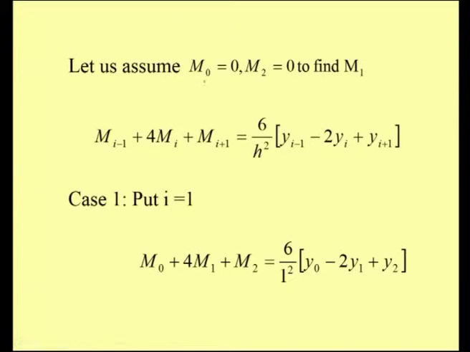Let us assume m0 is equal to 0 and m2 is equal to 0, to find m1. We have already discussed this condition, that is, m(i-1) plus 4 m(i) plus m(i+1) is equal to 6 by h square into y(i-1) minus 2 y(i) plus y(i+1). Put i is equal to 1, we get m0 plus 4 m1 plus m2 is equal to 6 by h, h is 1, y0 minus 2 y1 plus y2.